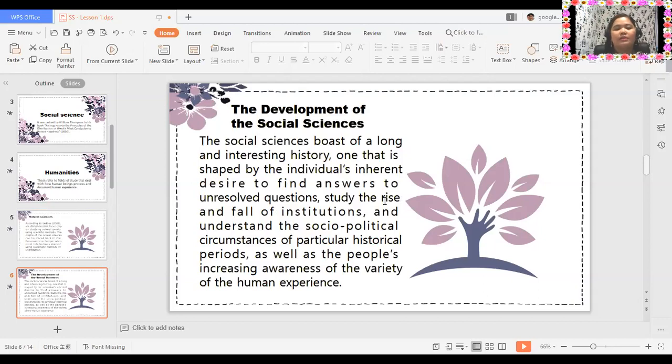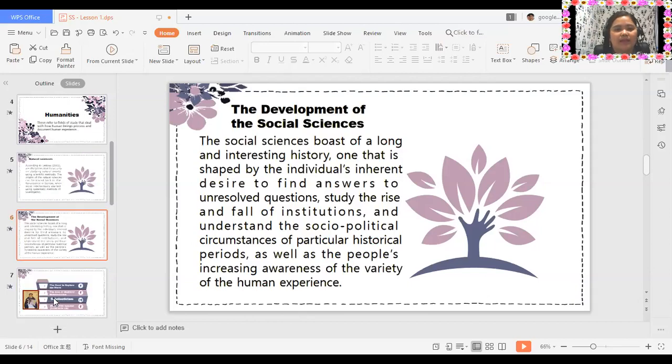So it is because the awareness of the variety of human experiences is increasing. That's why the social sciences are also developing. So that is for the development of social sciences.